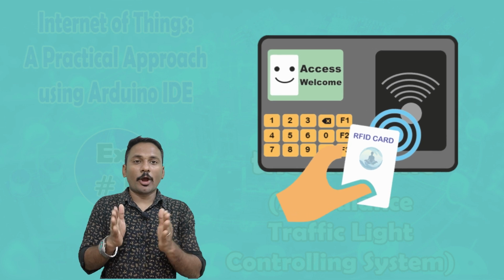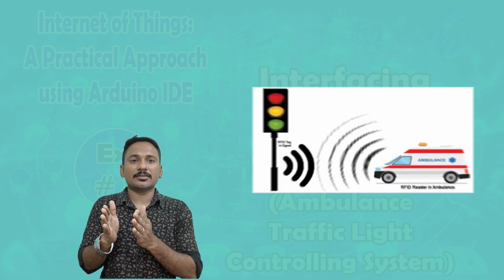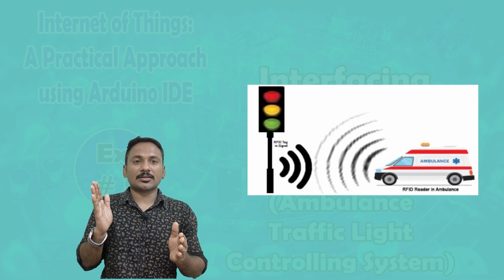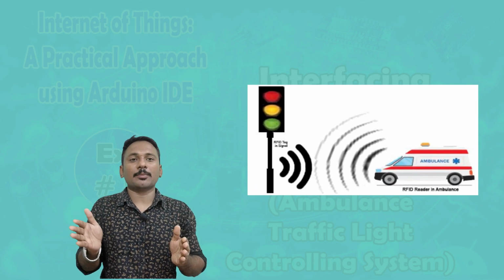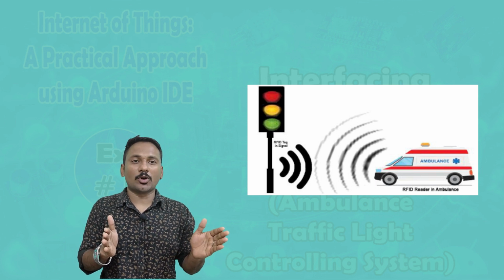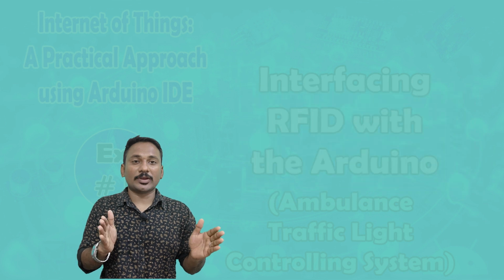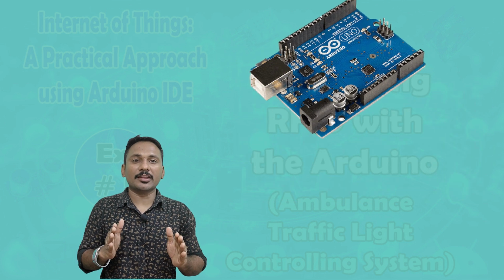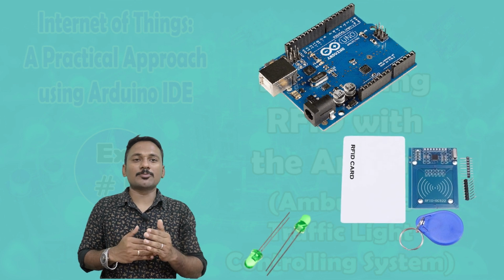In this implementation, we are going to fix an RFID tag in a vehicle or something. With the help of that, we are going to predict whether the vehicle is an ambulance or some other vehicle. If the ambulance arrives, the traffic light is going to operate automatically. That's how the traffic can be controlled and the ambulance can move from one place to another without any delay. That type of approach can be done with the help of this implementation.